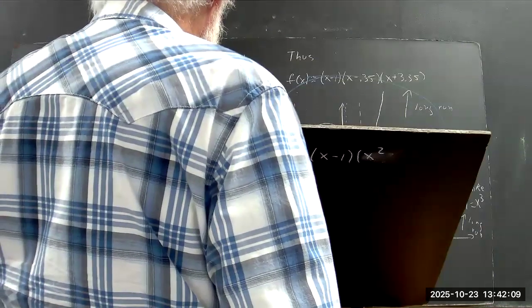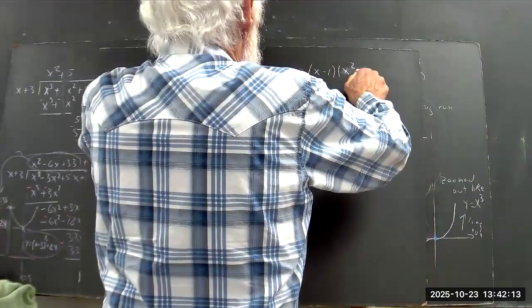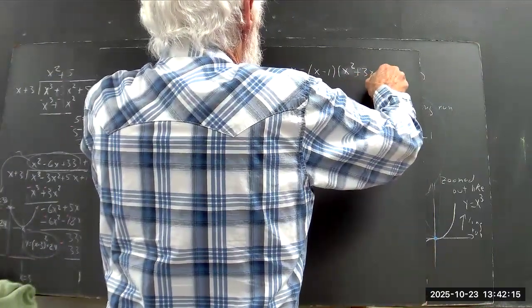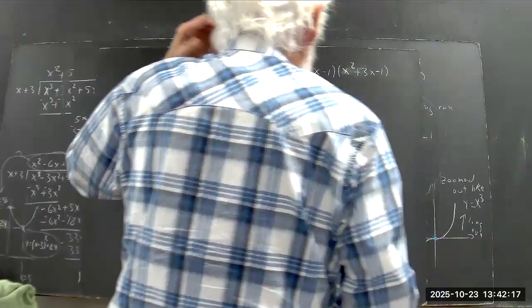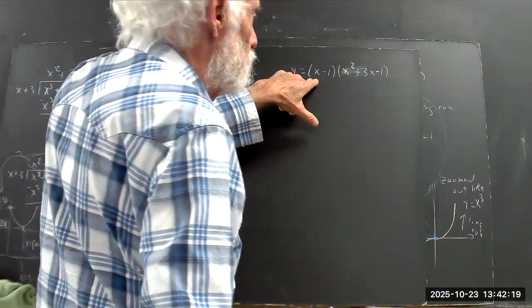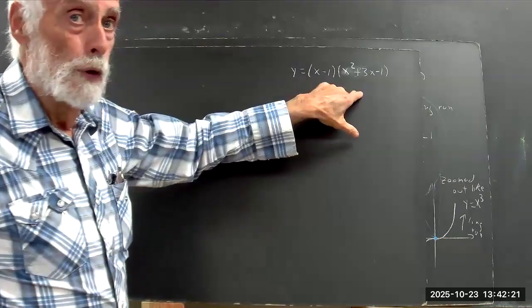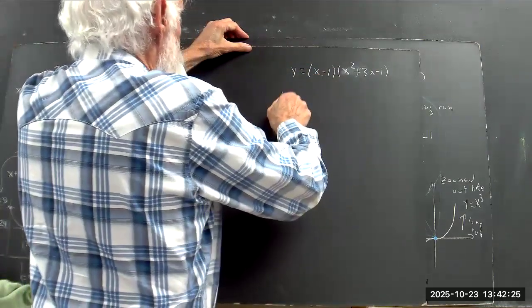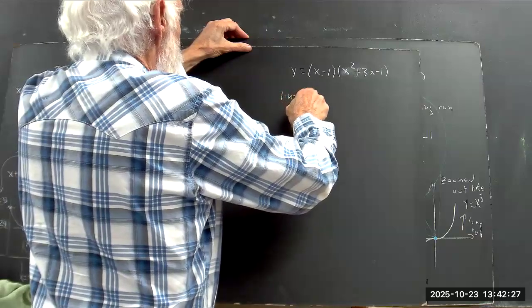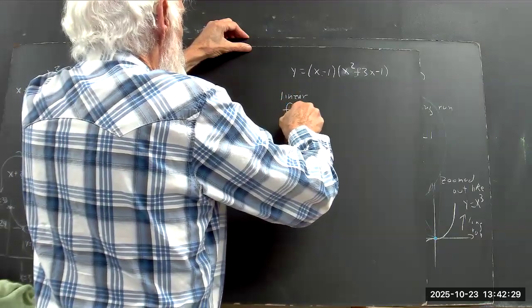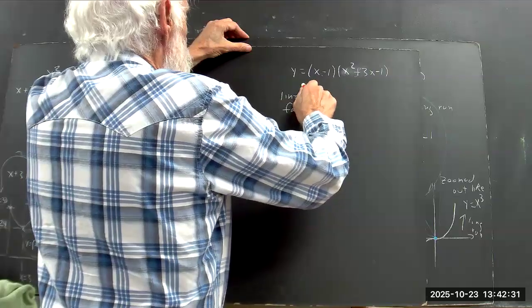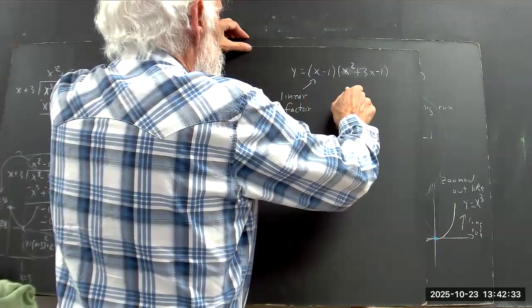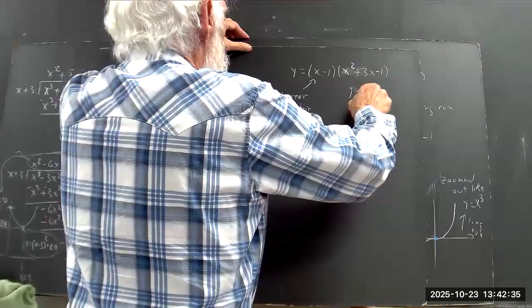I got the right numbers. Okay, we reduced that last thing to this form, okay? This is a linear factor. This is a quadratic factor.